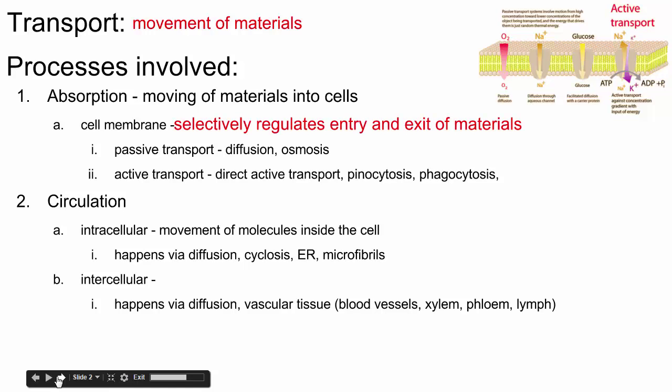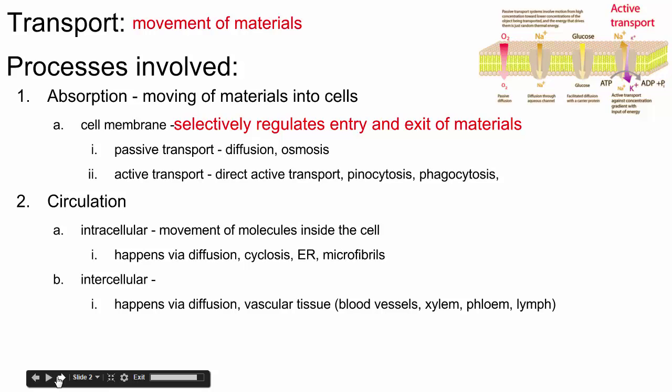Okay? And the cell membrane is important. It regulates which materials can get in, which cannot, which materials leave the cell, how they leave. And if you remember back, there are two types of transport through a membrane. There's passive transport, diffusion and osmosis, when materials are just diffusing from high to low concentration, or water is diffusing, or active transport, which requires some energy.